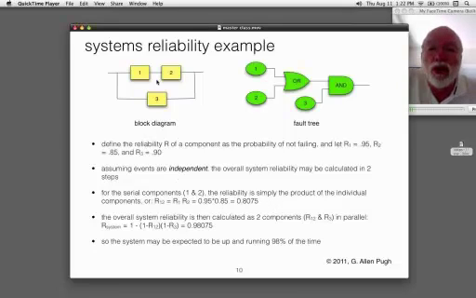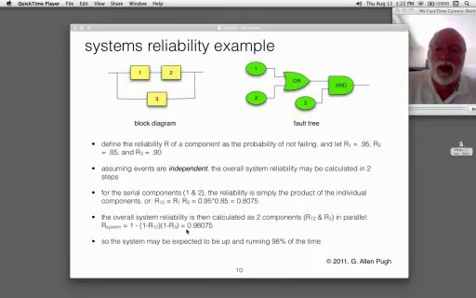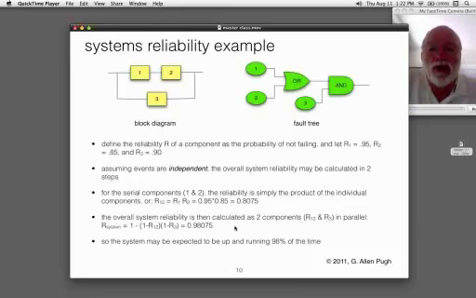For my serial components, that is the 2 on top, 1 and 2, the reliability is simply the product of the individual components, or R12 is equal to R1 times R2, or about 80%. The overall system reliability can be calculated as 2 components, the R1, R2 merged, and R3. So we consider those that are in parallel, and you can see calculating the reliability of the system is somewhat more difficult, but not really that bad. And so I end up with a system, I would expect the system to be reliable about 98% of the time, or fail roughly 2% of the time.